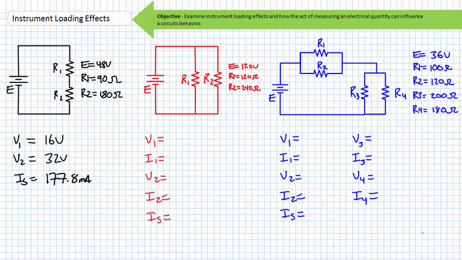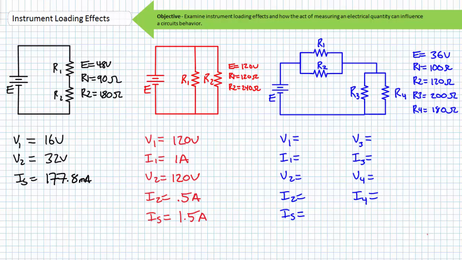Results of Circuit 1 are as follows. V1 is 16 volts, V2 is 32 volts, and source current Is, I1 and I2 are 177.8 milliamperes. Current through elements in series will be the same. I1 equals I2 equals Is. What goes up must come down. E equals V1 plus V2. One can use the VDR, Ohm's law, or KVL to solve for any value. If you obtain different values, please take the time necessary to correct your assumptions.